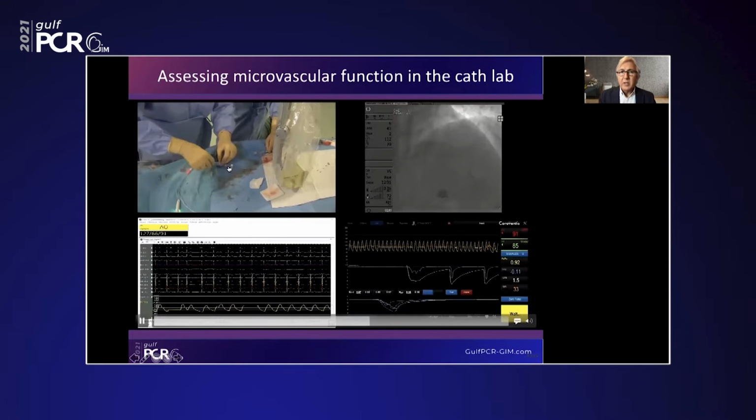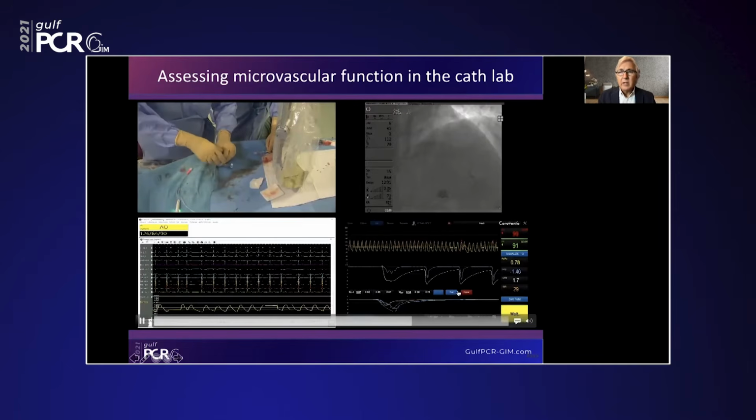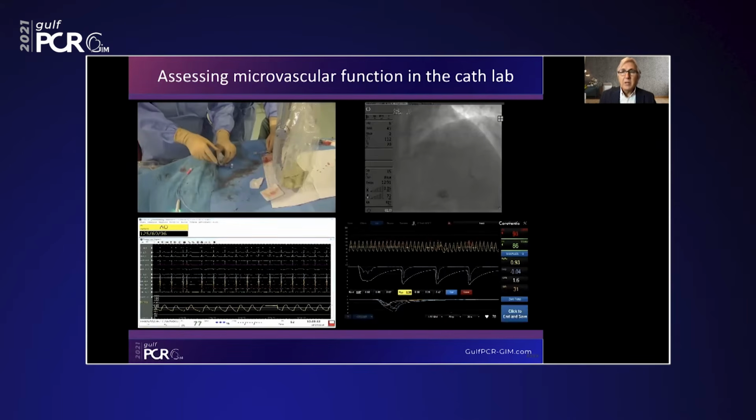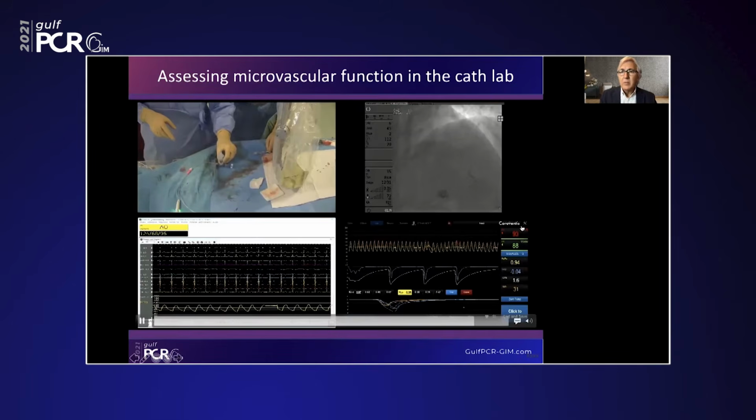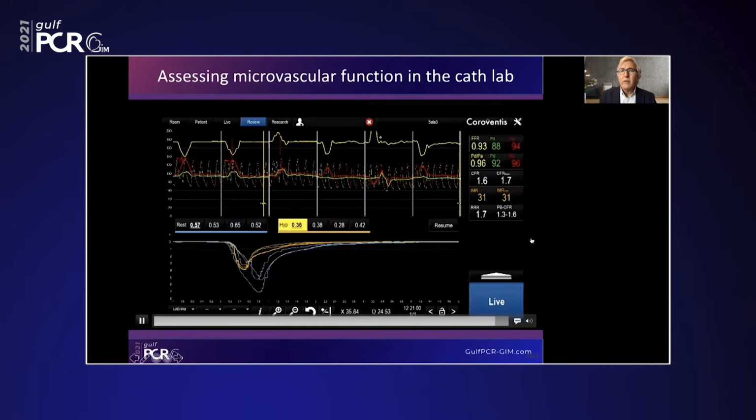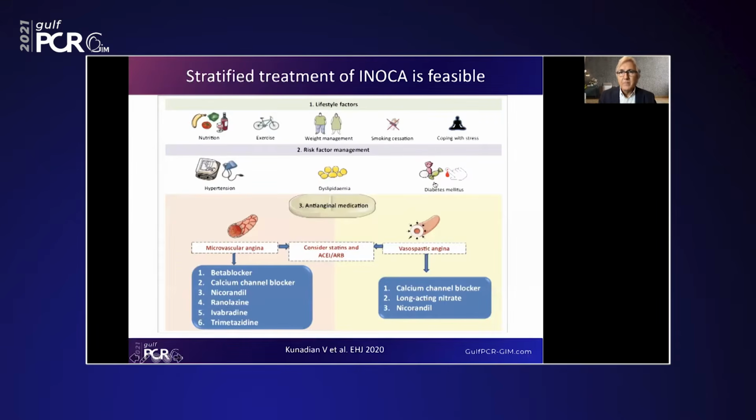Thermodilution is performed by injecting saline boluses, like you can see here, at baseline and during hyperemia. And by looking at the difference in the mean transit time, the Coroventis system automatically calculates coronary flow reserve, which in this case is abnormal, 1.6 is below the cutoff of 2 for coronary flow reserve, and also resistance, which in this particular case is also high. So we know that this patient has a structural problem in the coronary microcirculation.